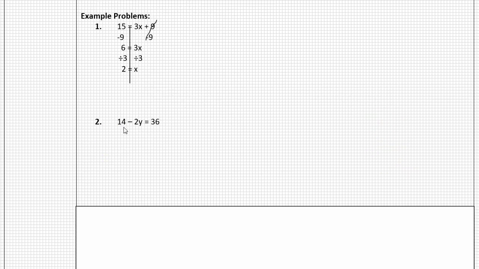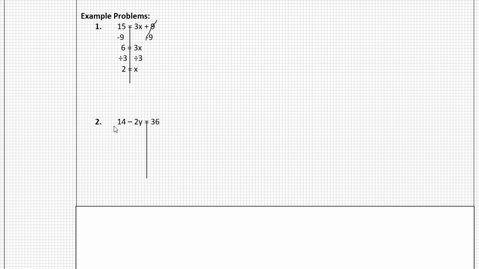In our second equation, we have 14 subtract 2y is equal to 36. So remember, we want to draw that straight line down. So go ahead and do that in your notes. So we have two terms here on the left, the 14 and the negative 2y. And we know that that is equal to 36. So we're going to leave the 36 alone for now. And the y is inside this term with negative 2, so we're going to start with the 14.